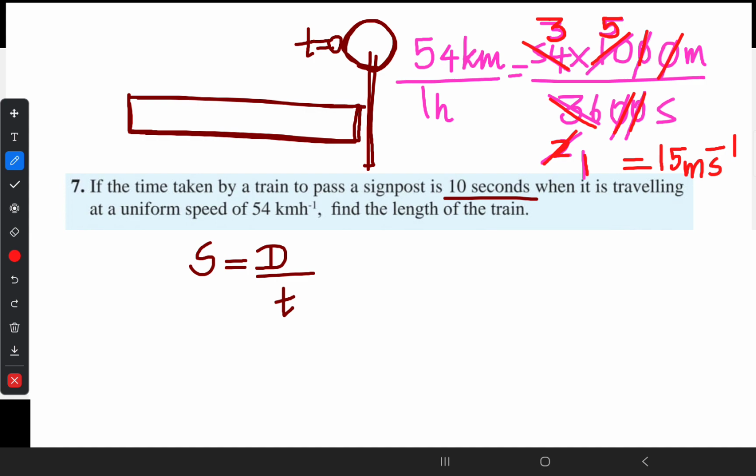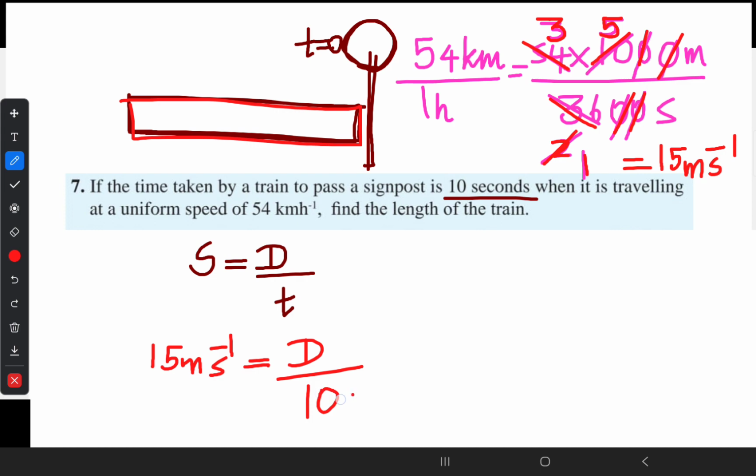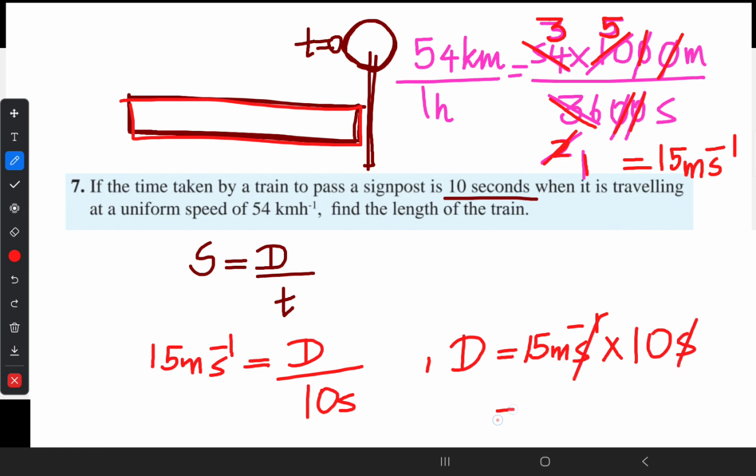Now we found the speed, which is 15 meter per second. So we are going to find the distance, that means the length of this particular train, divided by the time, 10 seconds. Then to find the distance, I need to do just the cross multiplication. 15 meter per second has to be multiplied with 10 seconds. Second inverse second simplified, 15 meters times 10, that would be 150 meters.